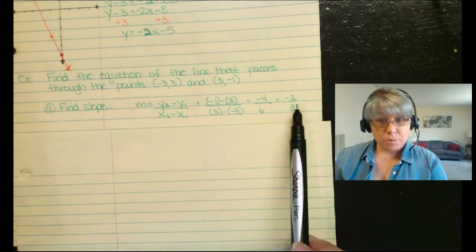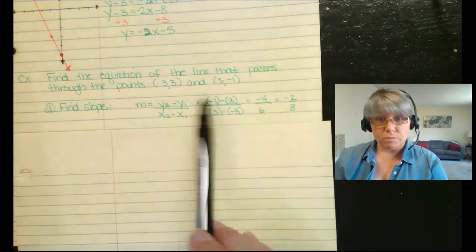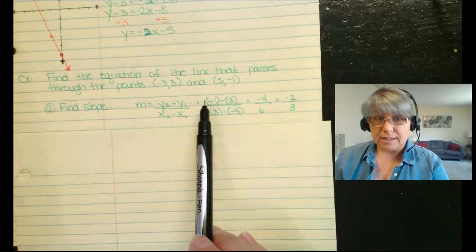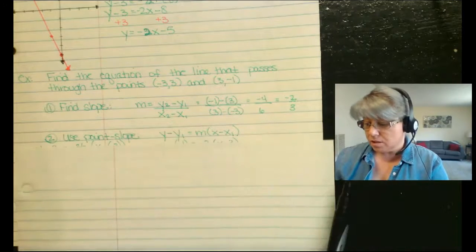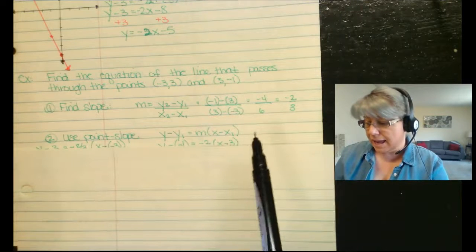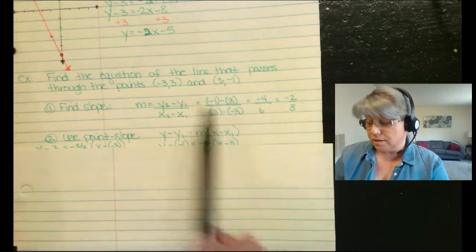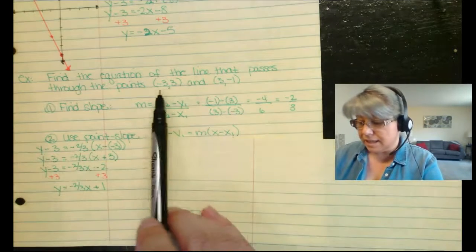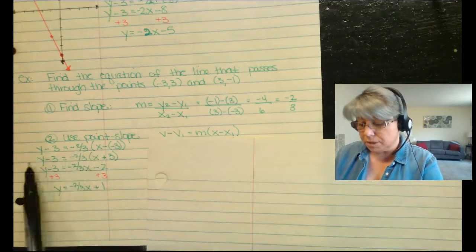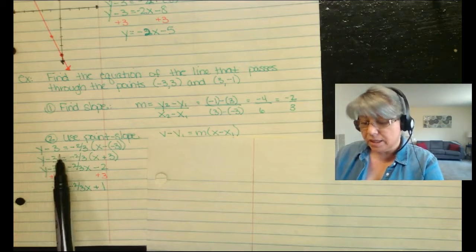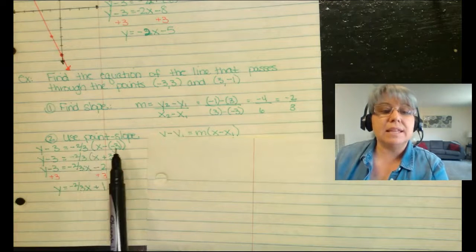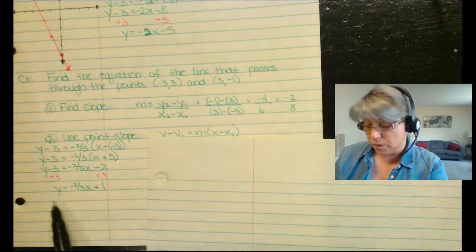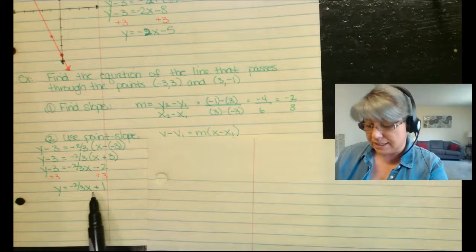Now that I have the slope, and I have one of two points to choose from, I can use the point-slope formula to find my equation. So just for argument's sake, I'm going to go ahead and do both points. So the first point that I used was the -3, 3. When I plug that in, y minus 3 equals -2/3 times x minus -3. And when I work that through, I'm going to get the equation y equals -2/3 x plus 1.